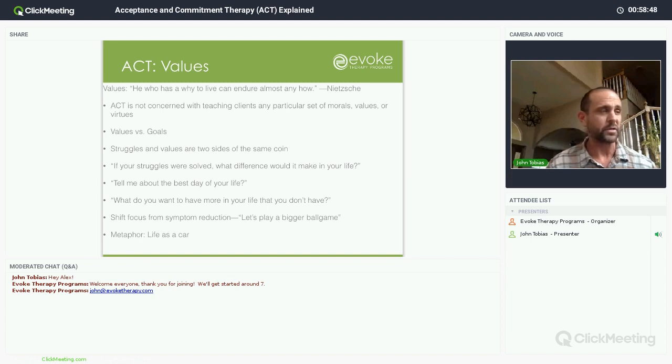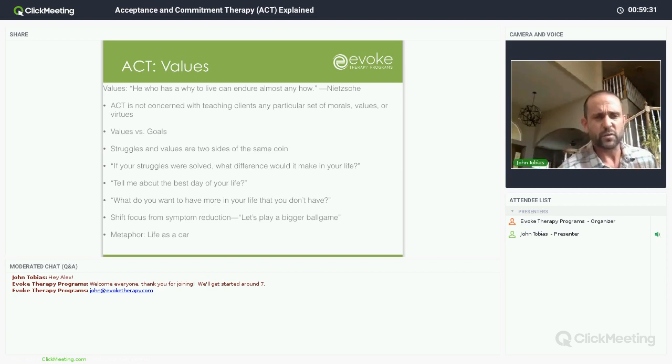Another way that I illustrate this is, let's say I've identified a value of mine as being I want to be in a loving relationship. That's my value. So let's say I set a goal in service of that value of getting married. And let's say I achieve that goal, I get married. Well, once I get married, it's not like I give up the value of being in a loving relationship, right? I can keep moving toward that value of being in a loving relationship, even though I've achieved the goal of getting married. So hope that makes sense.